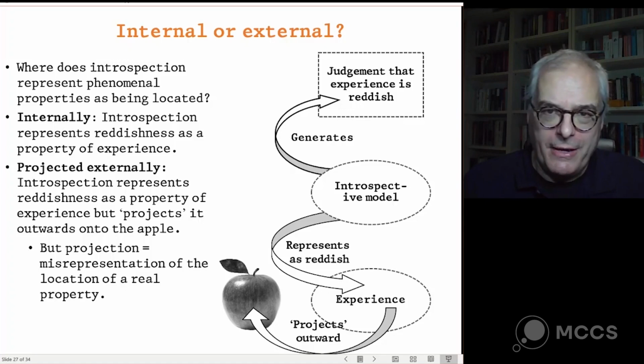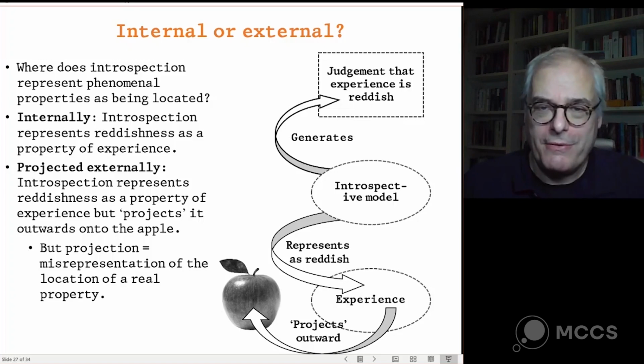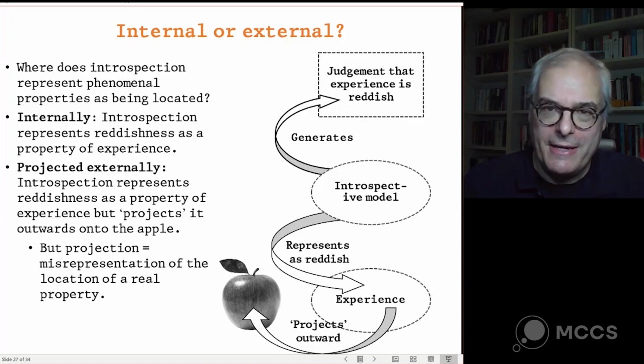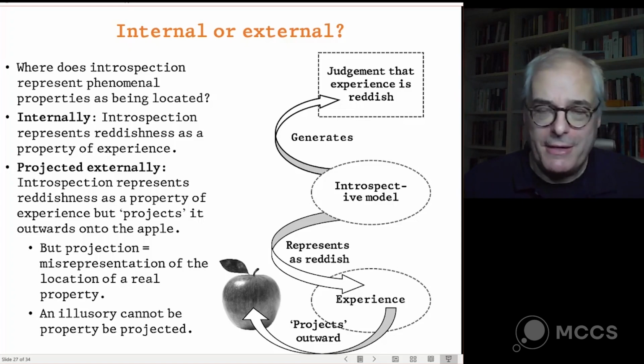It's like saying, take Sherlock Holmes again. If Conan Doyle tells you that Sherlock Holmes is in his rooms in Baker Street, then that's where he is. Conan Doyle couldn't be misrepresenting his location. It couldn't be that Sherlock Holmes was actually somewhere else and Conan Doyle was somehow projecting him into his rooms. He is wherever Conan Doyle describes him as being. And similarly, phenomenal properties, if they're not real, if they're merely the intentional objects of our representations, then they are wherever we represent them as being. An illusory property cannot be projected like that.